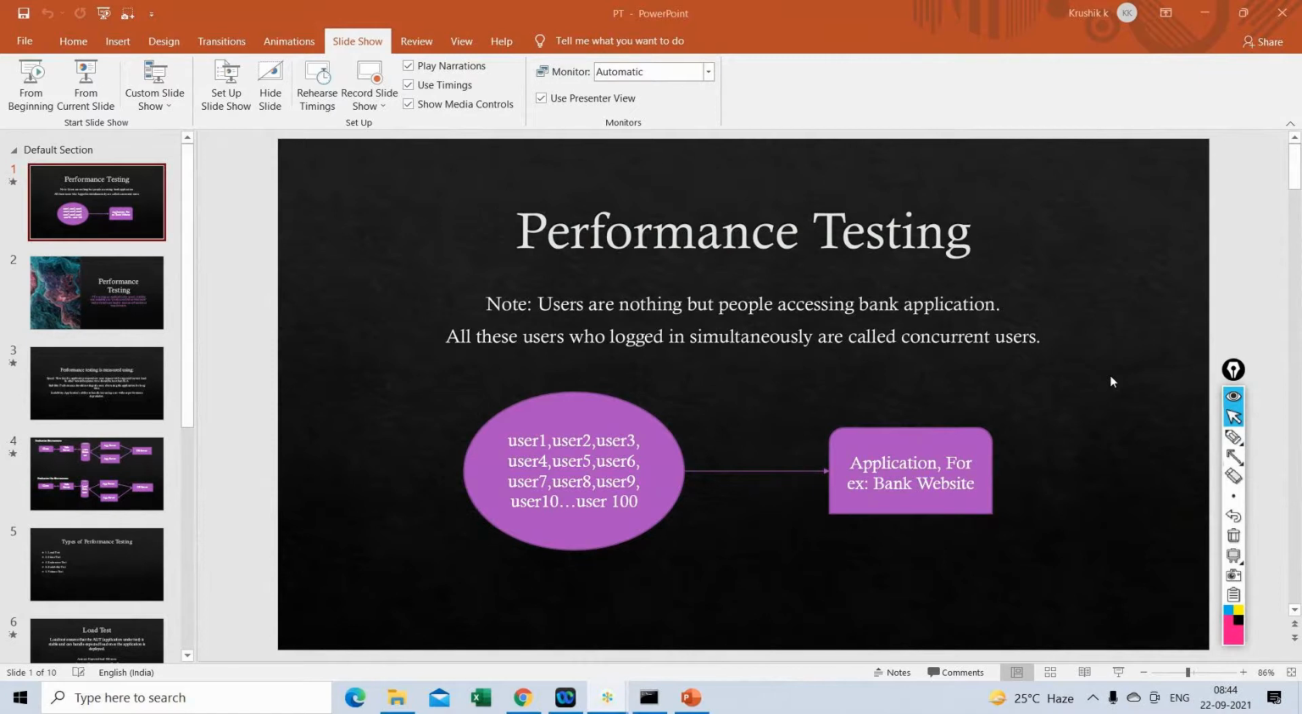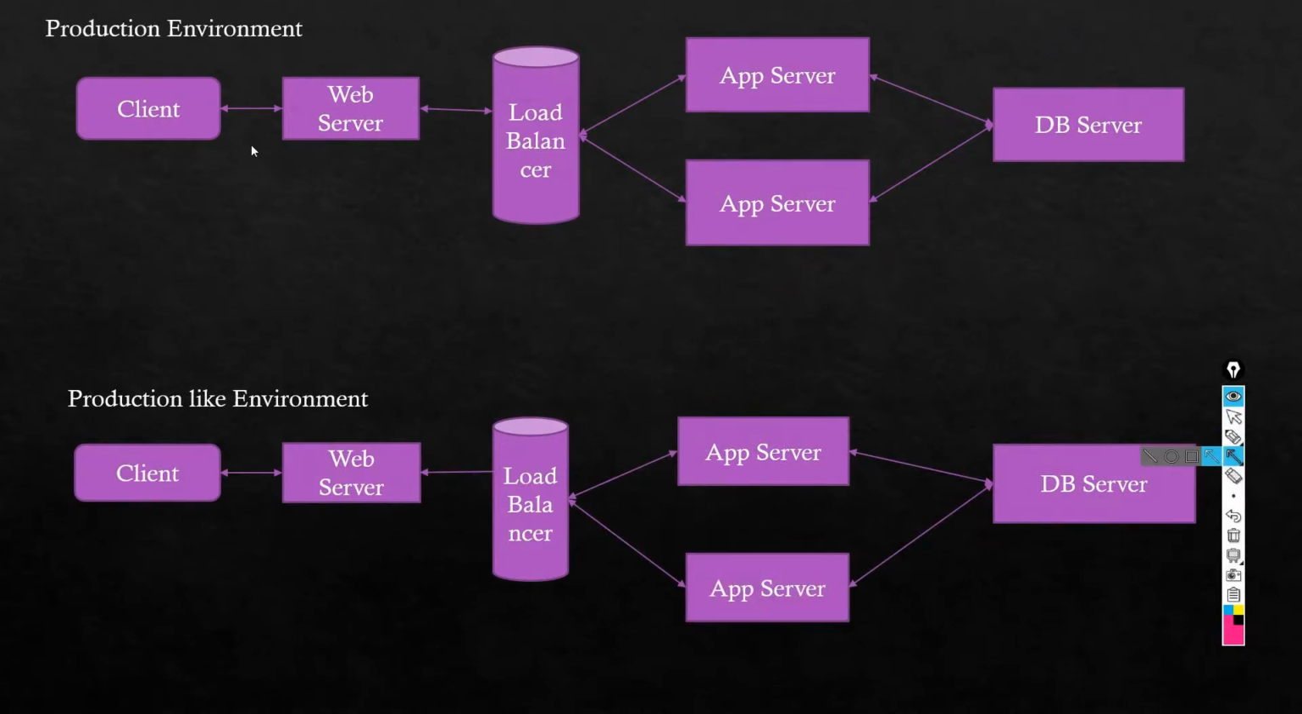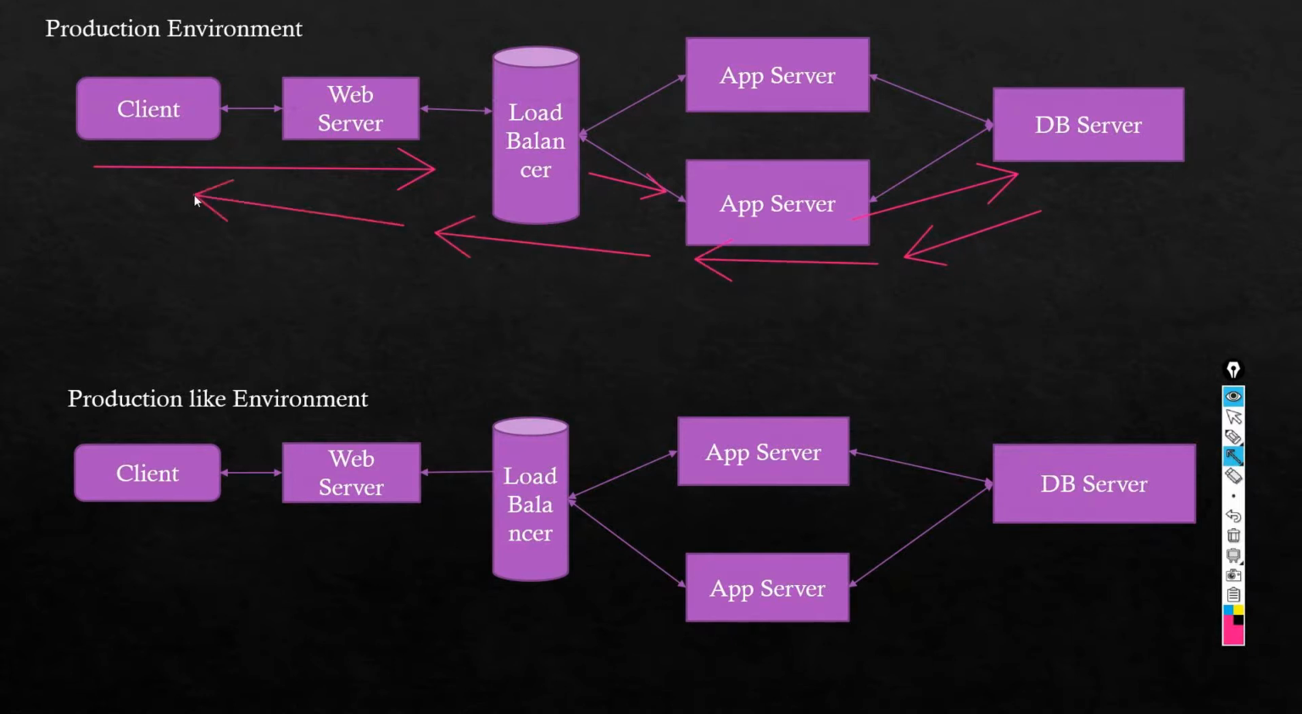In the production environment architecture, there are two side arrows. Will there be a backward flow also? Yes, actually, the flow will be something like this. The request will come in this direction, from client to web server, from web server to load balancer to app server to DB server, and then the response will also flow in the reverse direction as well. Because at the end, the response should be seen on the UI, right?